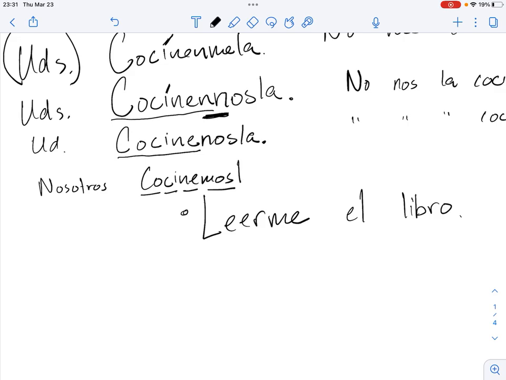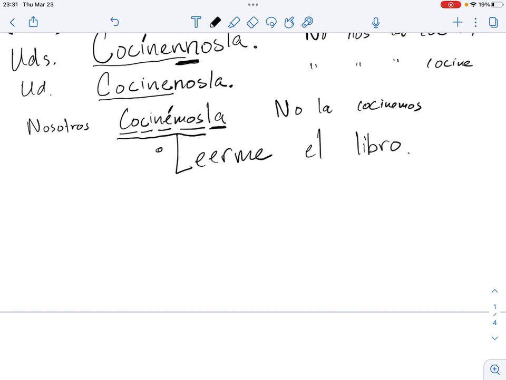So once we start adding another syllable, if we want to anchor that syllable or the pronunciation of the verb, which we do, we must accent the E. Cocinémosla. But you don't have to worry about accents or anything else. It's not reflexive there. No la cocinemos. Let's not cook it.